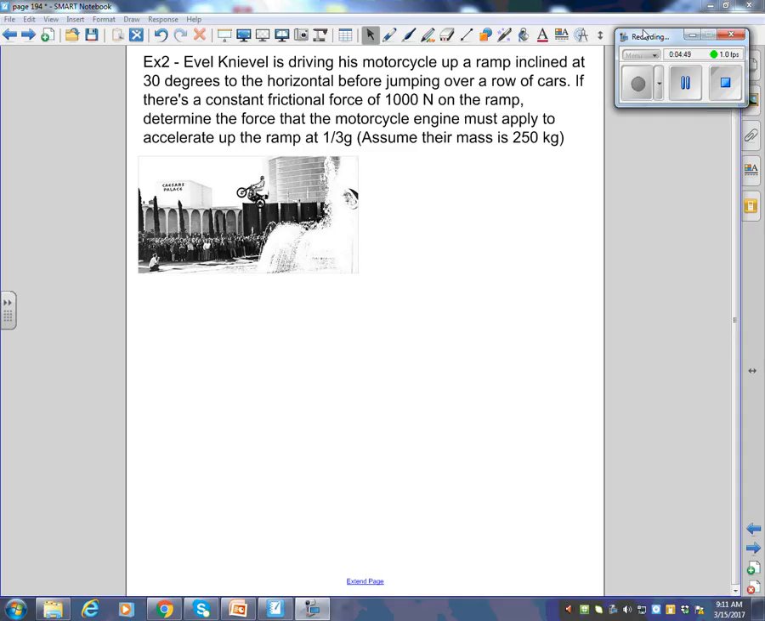Always makes me laugh. So Evel Knievel is driving. His son is Robbie Knievel, who was a daredevil too. You may have heard of him.